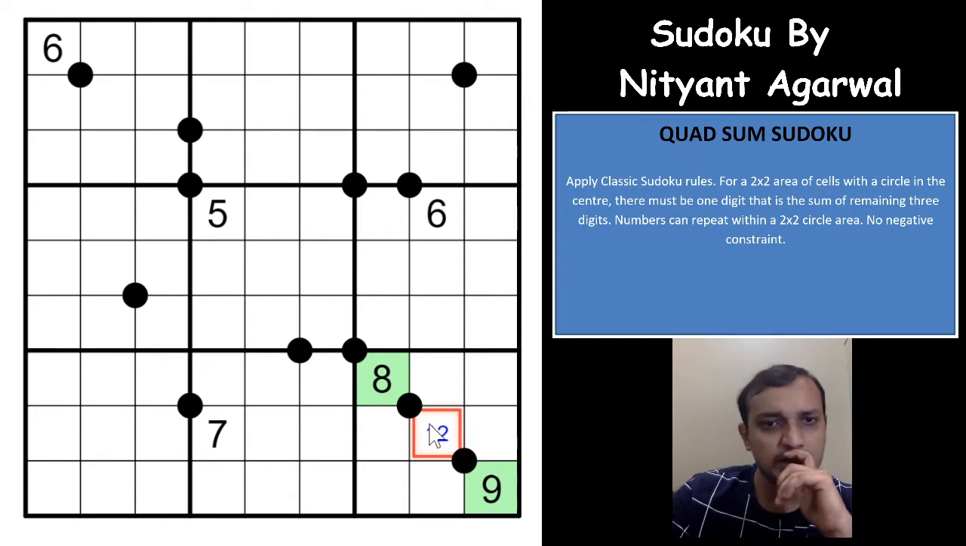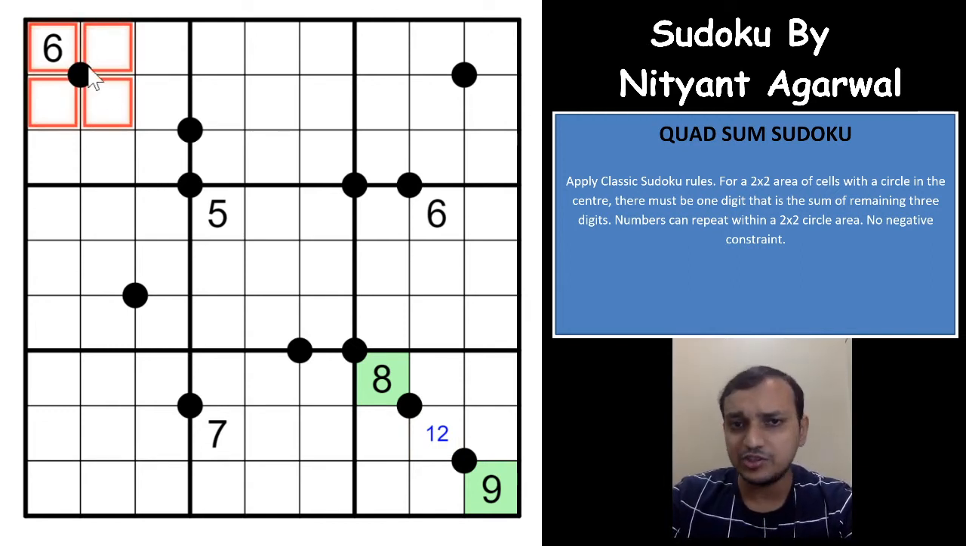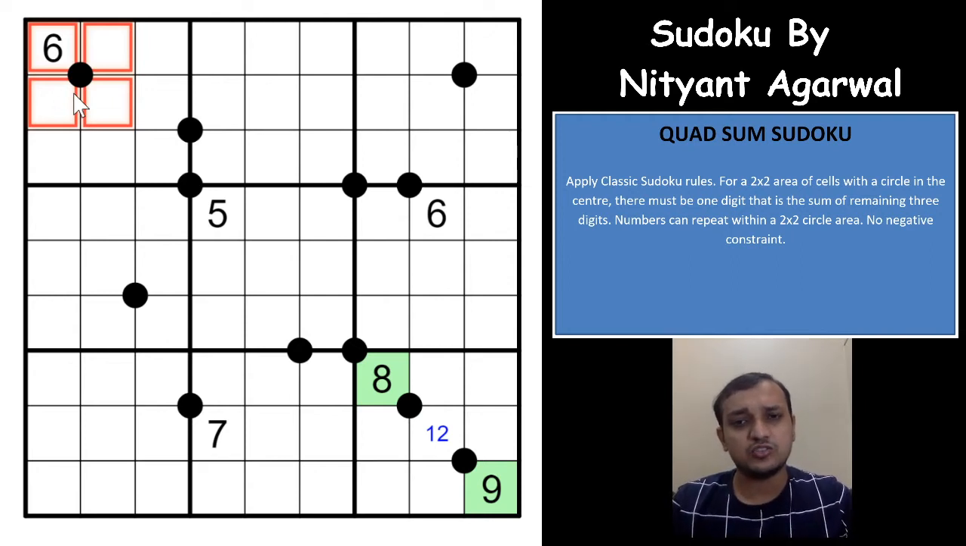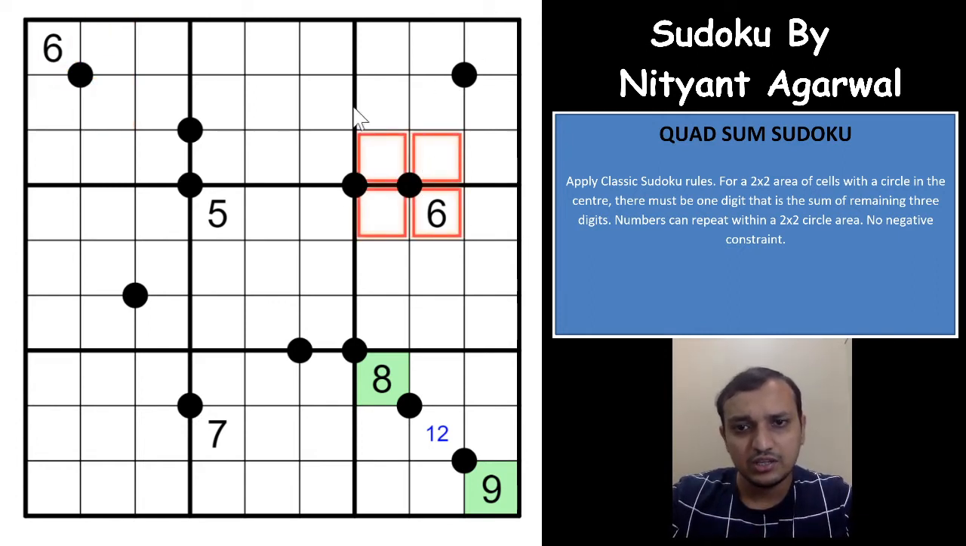Yeah. So the next thing is, the most important logic in this puzzle is the circle with a 6. This is the most important deduction in this Sudoku. A circle with a 6 inside a box, inside the whole box. So this is outside the box, right? This is within the two boxes. The circle is within the two boxes.